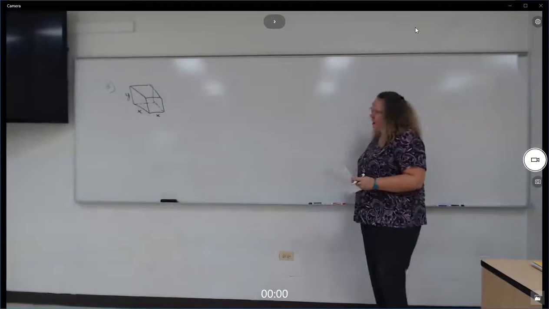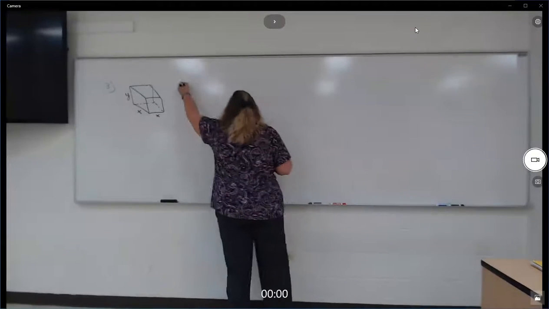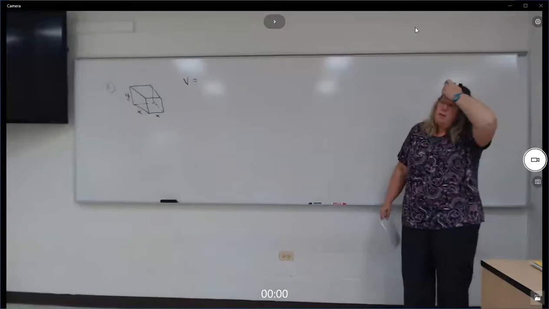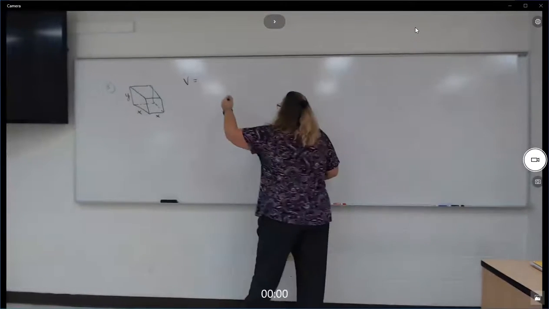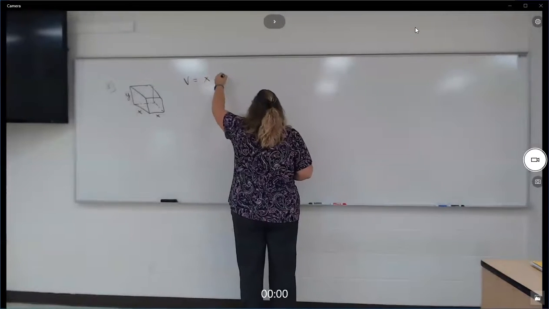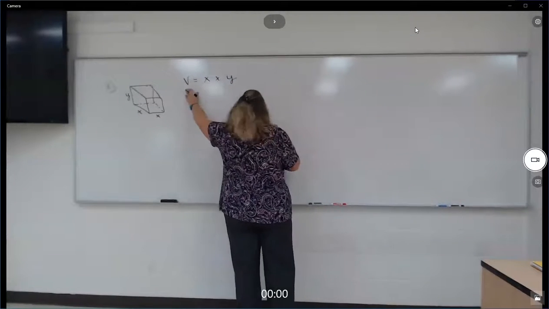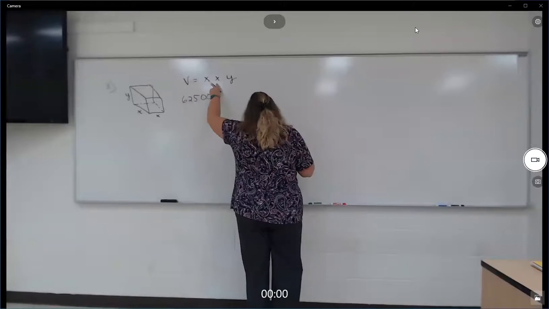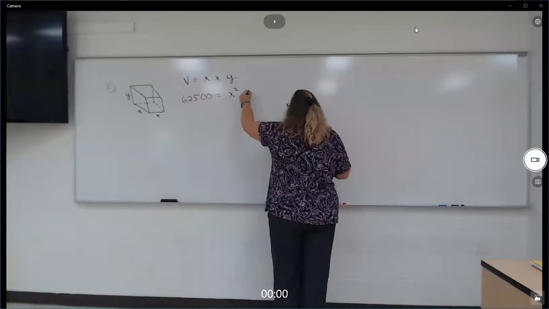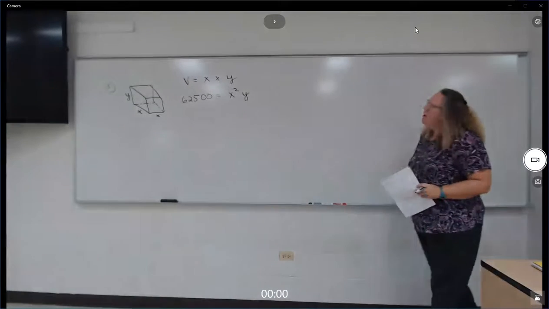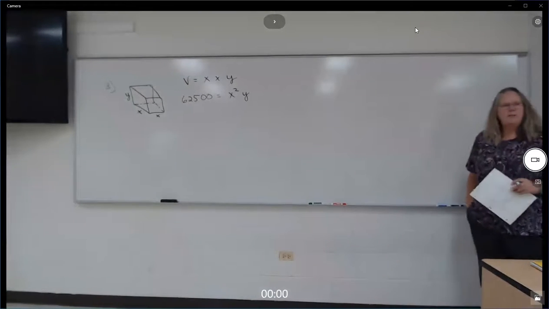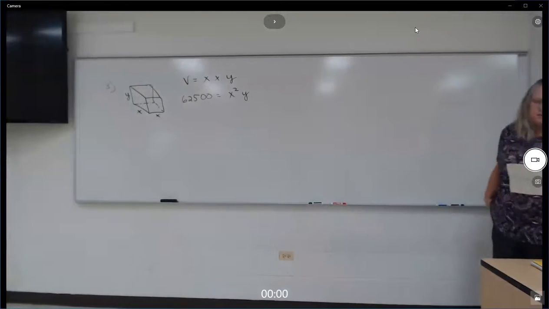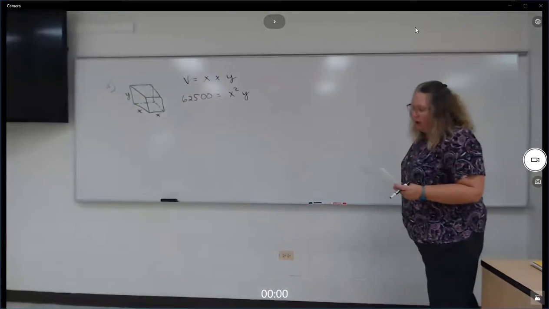So how do we find the volume? Length times width times height. The length and width are the same, right? So X times X times Y. We know the volume is 62,500. We can write that as X squared Y. Because of that X squared, I'd probably solve for Y, except let's take a look at, find the dimensions of the box that it was minimized.